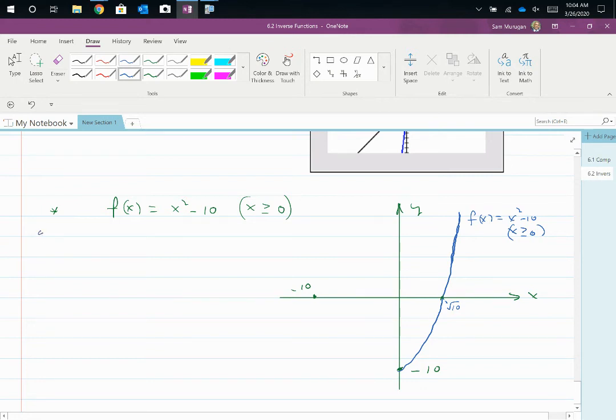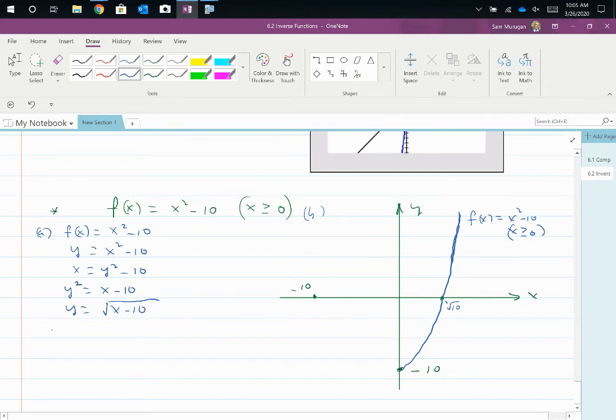So now we're going to go through the process of finding the inverse. So y is equal to x squared minus 10. Then interchange x and y, so x is equal to y squared minus 10. So y squared is equal to x plus 10. So y is equal to the square root of x plus 10.